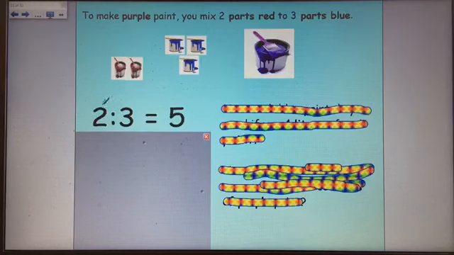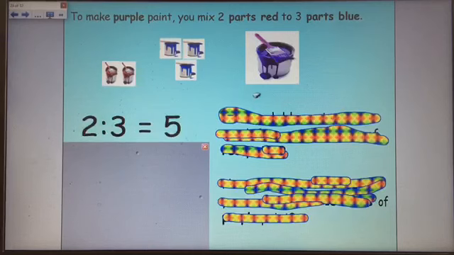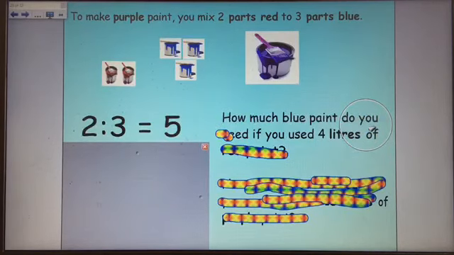If it was a litre, you would do 2 litres of red with 3 litres of blue, and then you get 5 litres of purple if you mixed it all together. So that word part can mean any sort of unit of measure. Now, before I carry on with my ratio lesson today, there are different ways to do this. I'm just going to tell you the way that I like to teach it, but obviously there's different ways to solve problems.